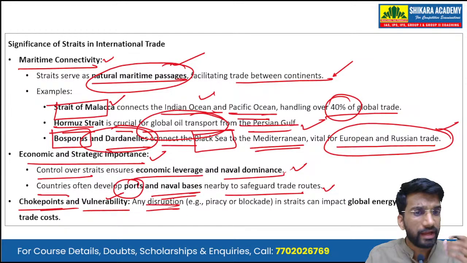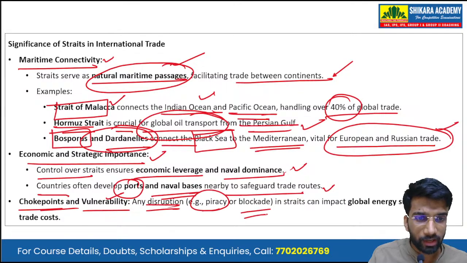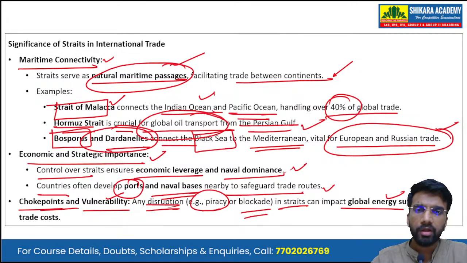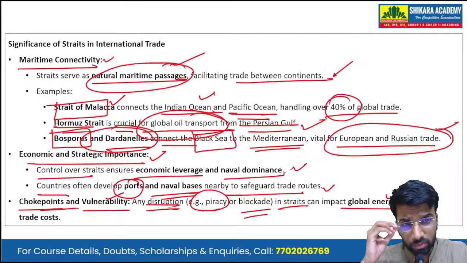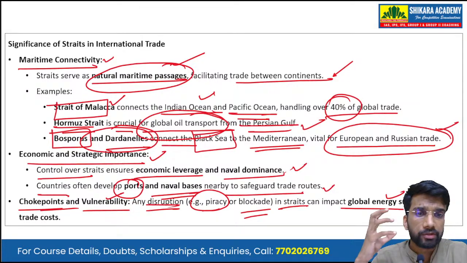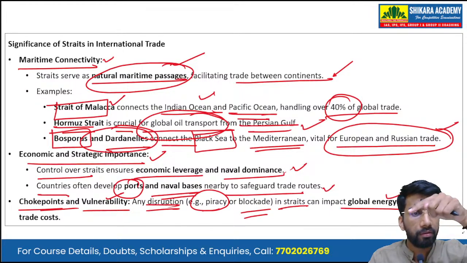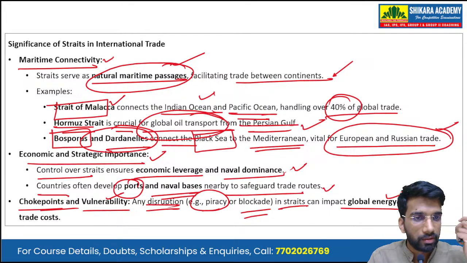Any disruption of any kind, be it piracy or blockade, in straits can impact global energy supply and the trade cost. Okay, so any mishap or incident of piracy or blockade by any rogue navy can cause an issue for the global energy supply and will also increase the trade cost. Because then the trade will happen bypassing that particular strait, and bypassing that strait will add further cost for trade. The logistics cost and the transportation cost will rise.